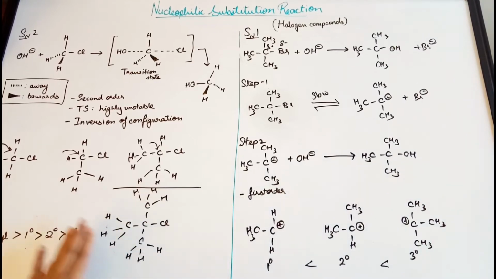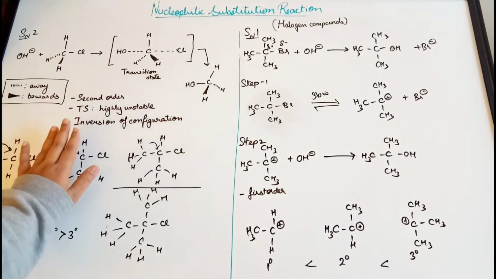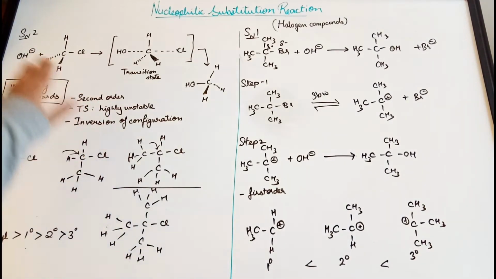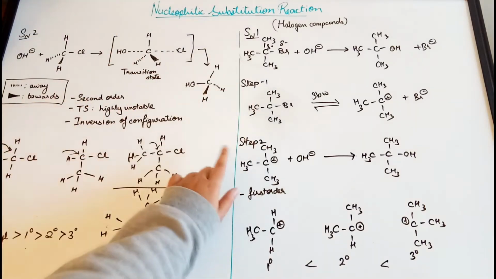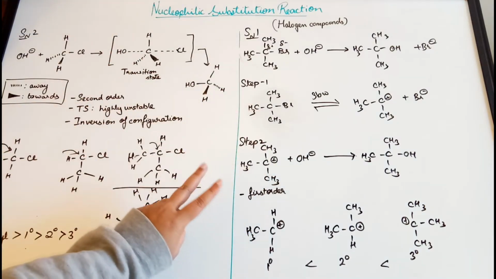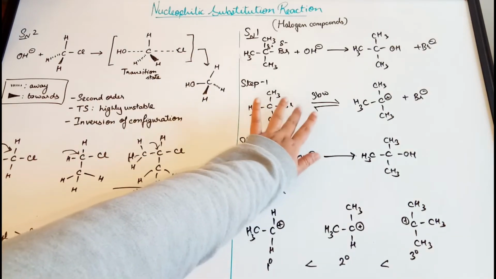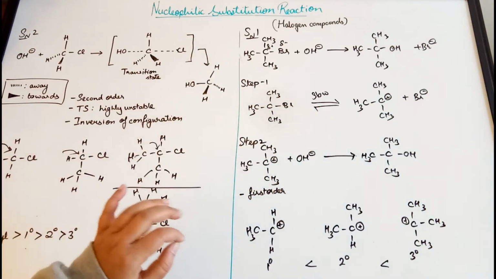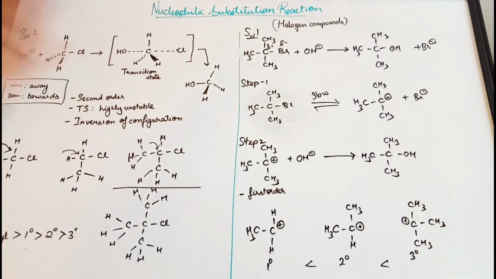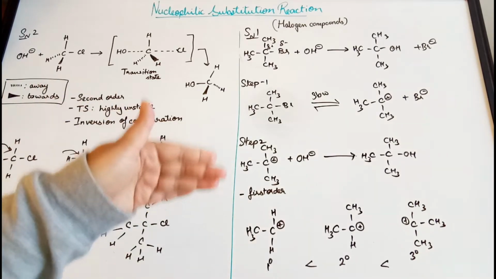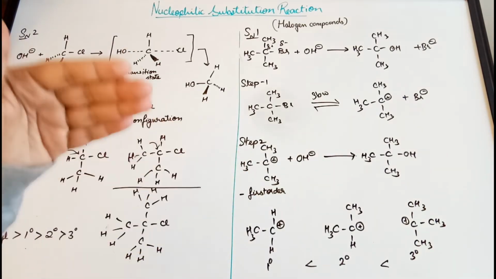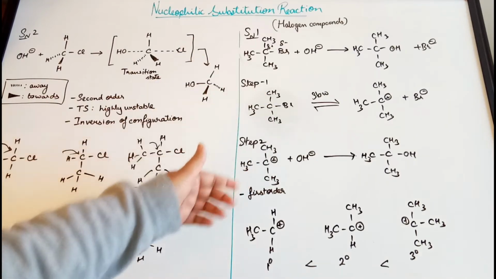So here you have the second order, and you have a transition state, and this is undergoing as a single step. But in this case you would have 2 steps. The first step is the formation of the carbocation because of the breakage of the C-Br bond, which is polar in nature because of the electronegativities. And the second step is the incoming nucleophile attacking the carbocation.